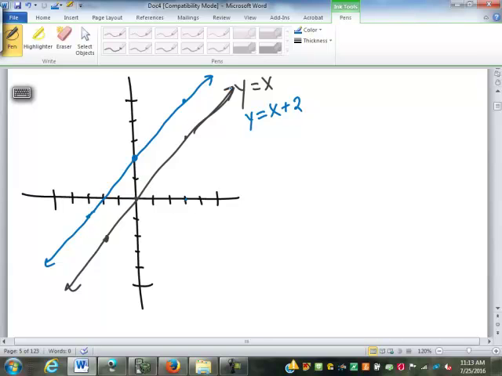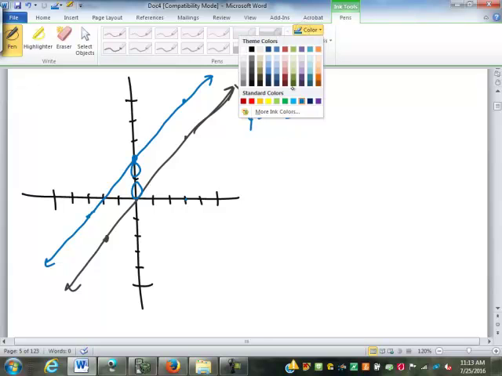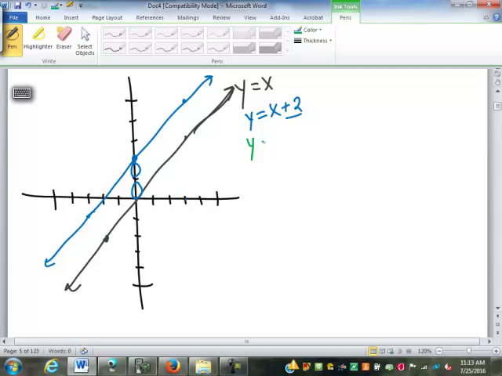How does it relate to the original line? It's parallel, yeah. It goes across the graph at the same angle. It's just been moved up 2 spots, hence the adding 2. So now just a wild guess here. What do you think would happen if we did y equals x minus 3? Yeah, it's going to be parallel, and we're going to move down 1, 2, 3 spots right there.